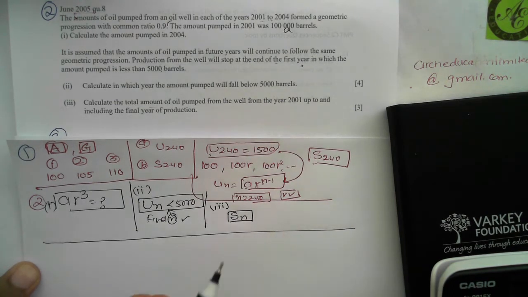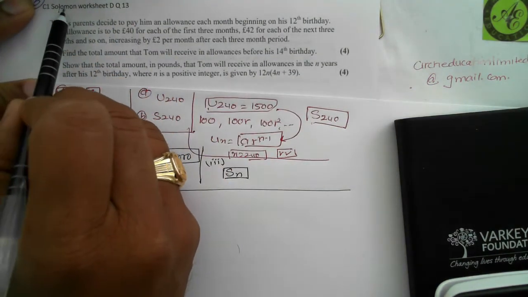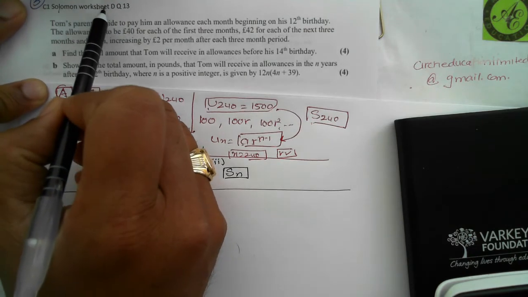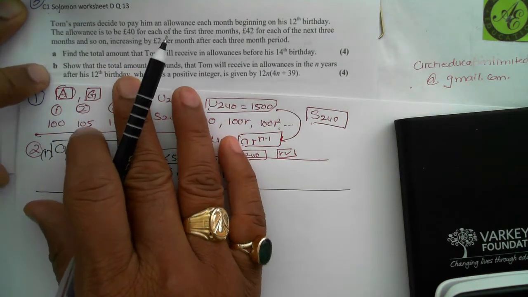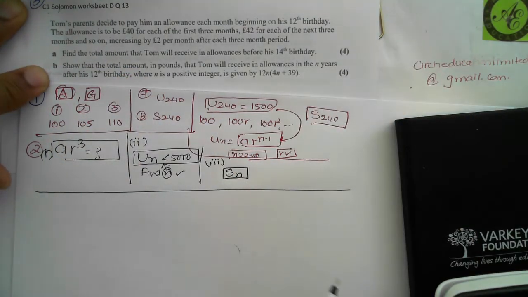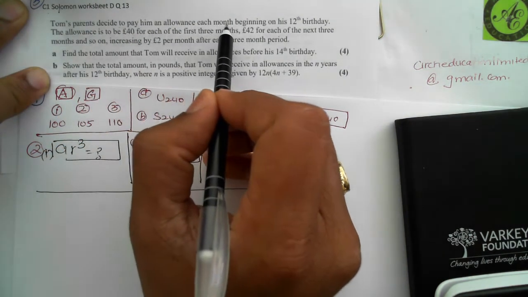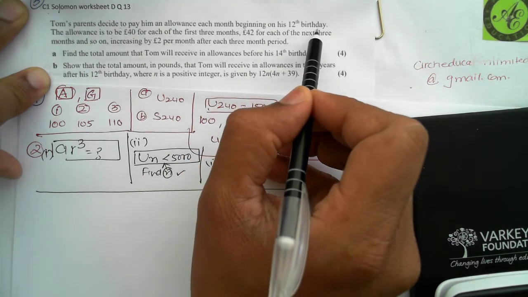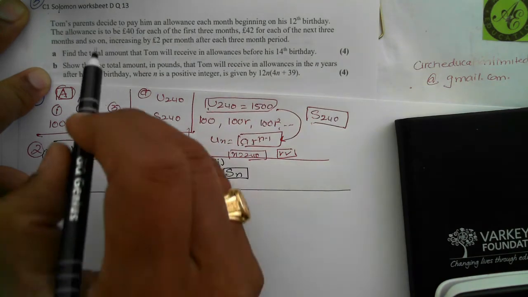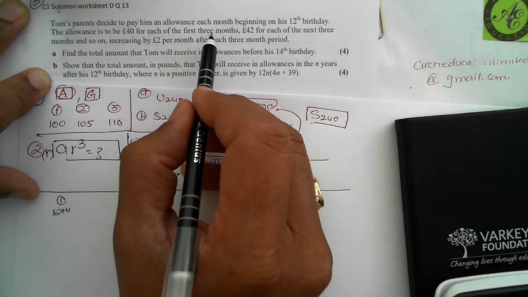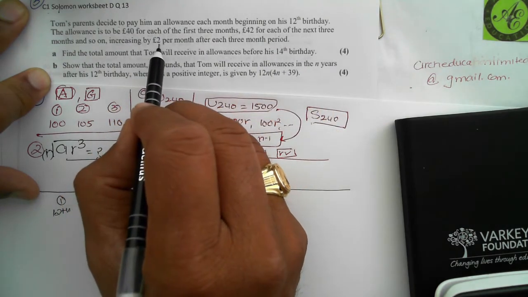All right, question number 3 I picked from Solomon worksheets. This is again, you can get this on Physics and Maths Tutor, worksheet D, question number 13 from C1. And C1 in older times used to have only arithmetic, so you know this is going to be arithmetic. But let's check, how do we identify this from the statement? Tom's parents decide to pay him an allowance each month beginning on his 12th birthday. So when he's 12, it starts. Okay, so 12th birthday, his first term. The allowance to be £40 for each of the first 3 months and £42 for each of the next 3 months, and so on, increasing by £2 per month after each 3-month period.